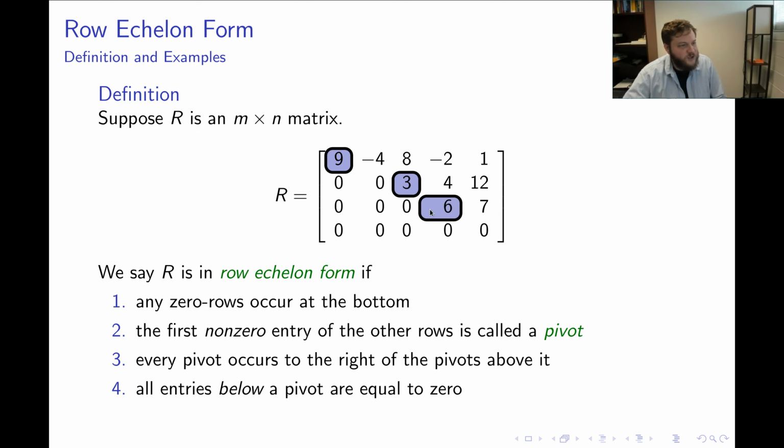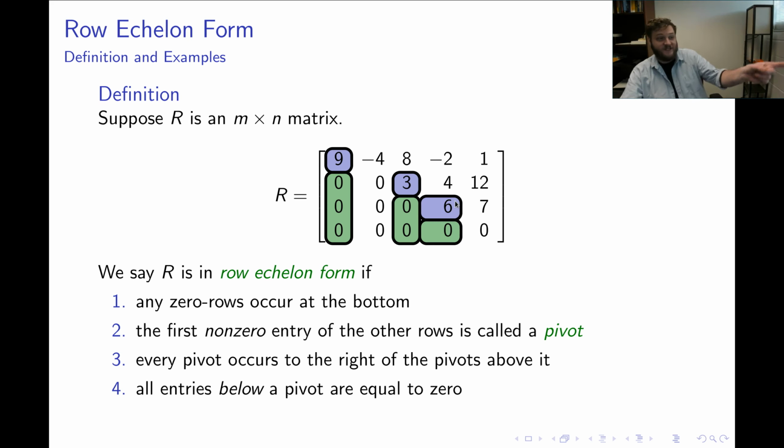So every entry below the first pivot, you'll notice here, equals 0. That's good. Every entry below the second pivot here equals 0. That's good. And every entry below the third pivot here equals 0. That's good. So this matrix is in row echelon form, even though the pivots don't equal 1, and entries above pivots don't necessarily equal 0. That's the difference between row echelon form and reduced row echelon form.